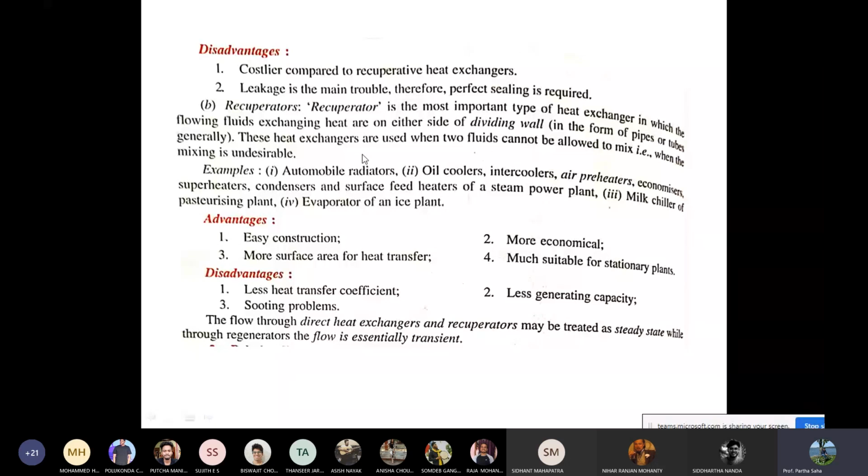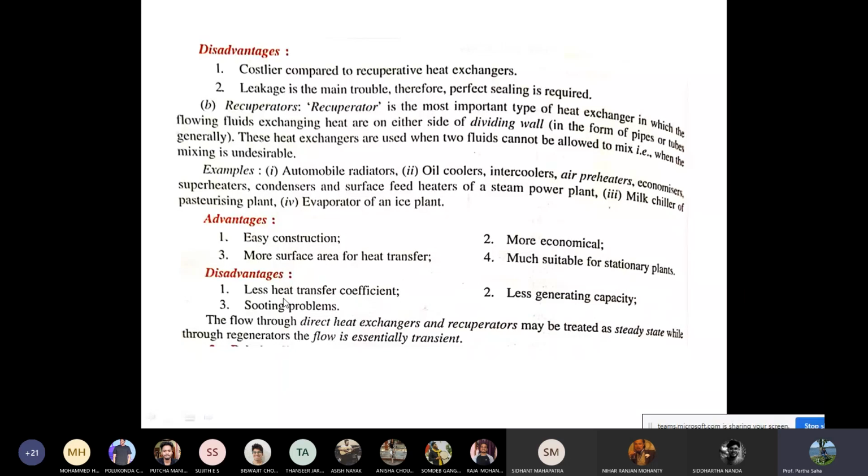In this type of heat exchanger there is no mixing of the fluids, which can be completely avoided. So one can be oil, another can be water. Different types of fluid can be utilized for recuperation applications. This is a much more advanced concept, and there are examples, as you can see: automobile radiator, oil cooler, milk chiller, evaporators, all kinds of industrial applications where recuperators are being used. It has huge advantages: easy construction, low maintenance cost, more economical.